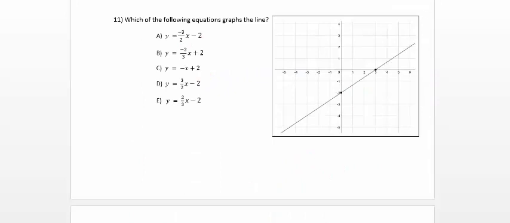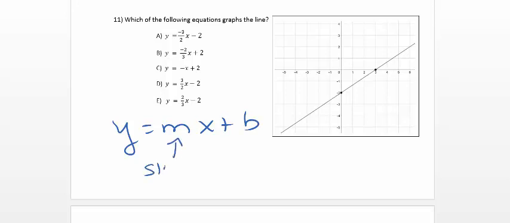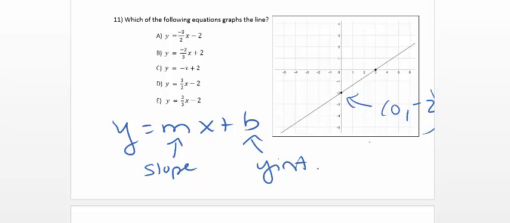In number 11, we want to know which one of these equations would graph the line. And we've looked at y equals mx plus b earlier, and m is my slope, and b is my y-intercept. So a good place to start would be to find the y-intercept. Looking at the graph, this is the point 0, negative 2. So we're looking for a b that's negative 2. Well, I see a b of negative 2 here. Here it's a plus 2, so that can be eliminated. In C it's a plus 2, so that's eliminated. And we have a minus 2 and a minus 2 in D and in E.